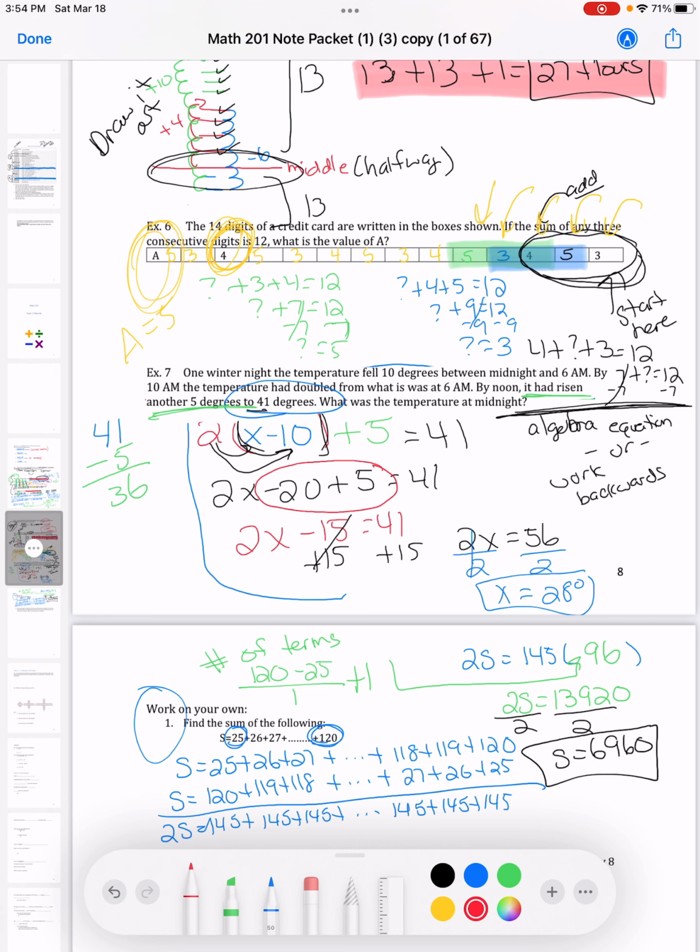Then it had doubled. So I'm going to do the opposite of doubling. That means I'm going to divide by 2 to get 18. And then it had fallen 10 degrees. I'm going to do the opposite of fell. So I'm going to add to get 28 degrees. So that way is probably faster, to be honest. Either way, I'm fine with.